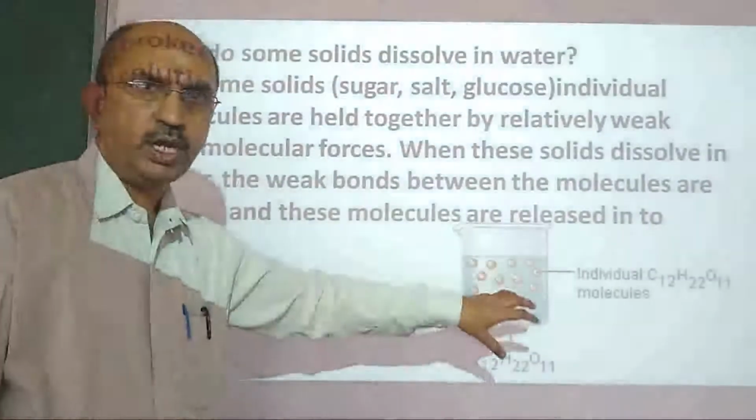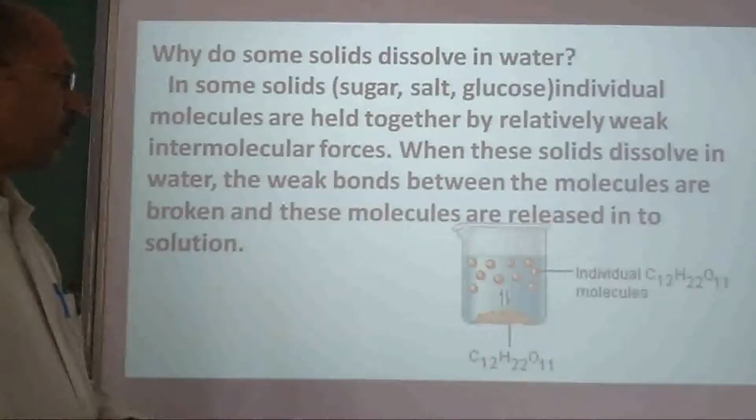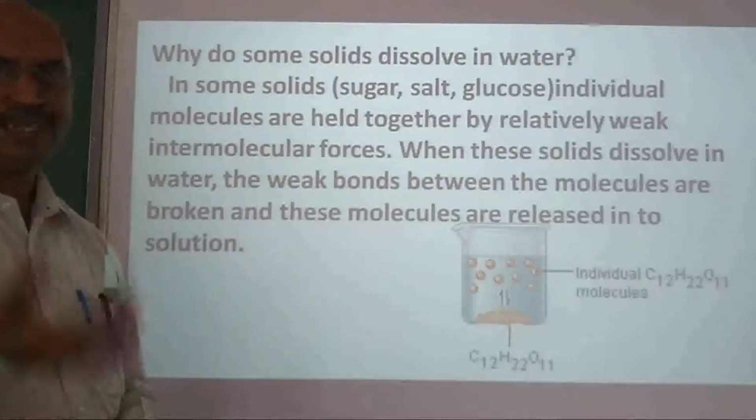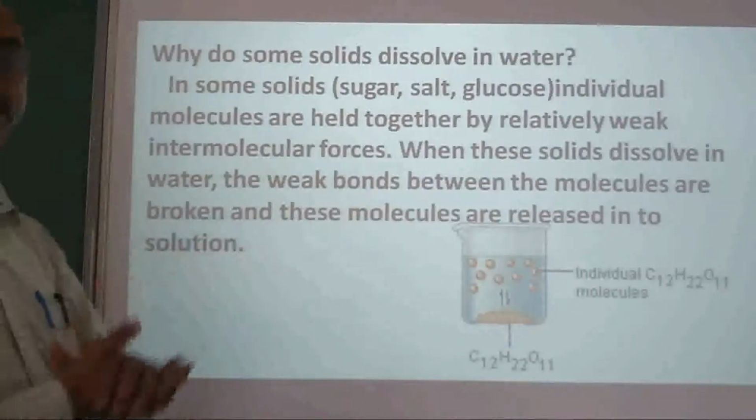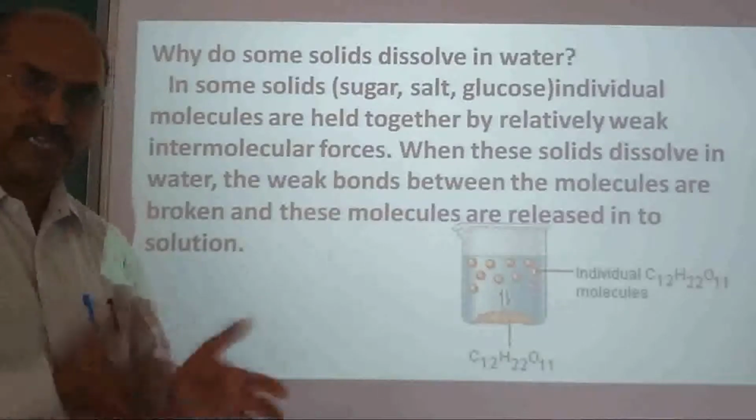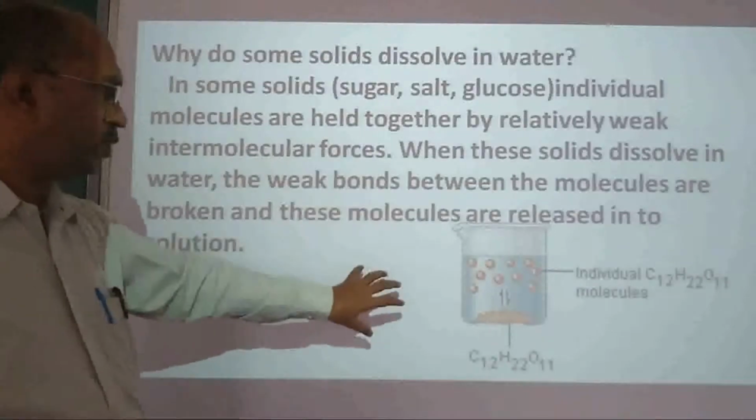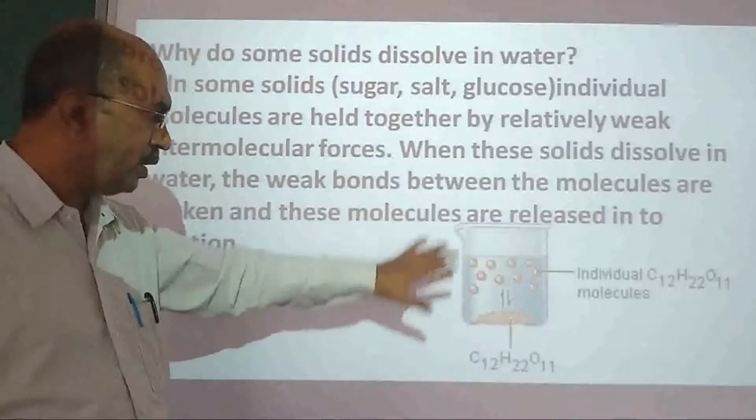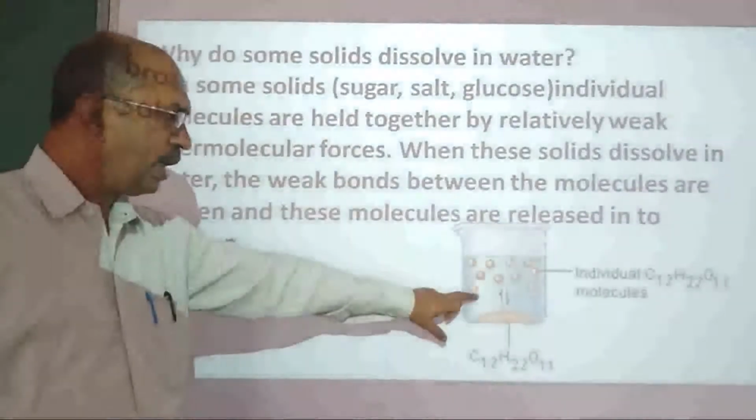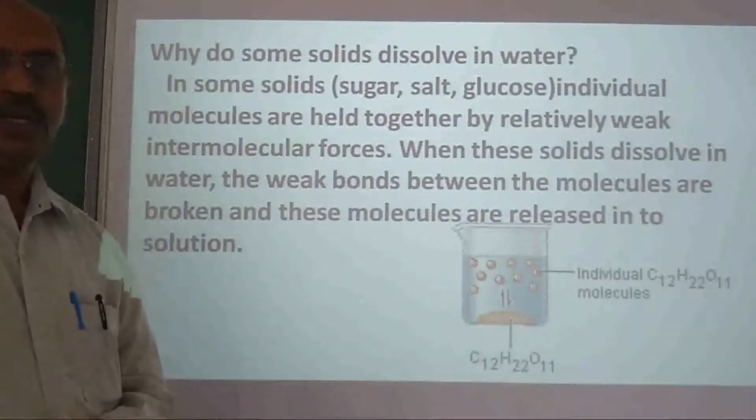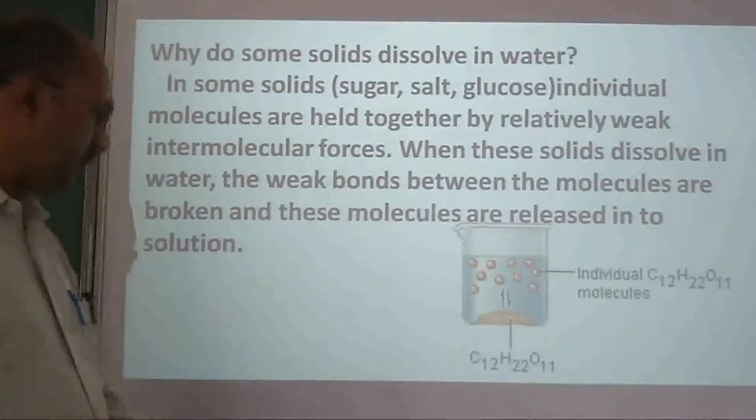So because of this reason, only some substances dissolve in water, not all substances. Soil, sand and other substances do not dissolve because the intermolecular forces of those solids are very strong. They will not break, they will not mix with the water. Only some of the solid substances dissolve in water because of this reason. And water has the ability to dissolve a large number of substances in it. So water is called the universal solvent.